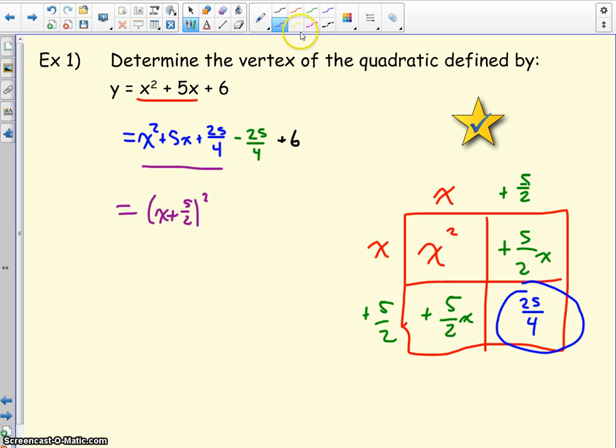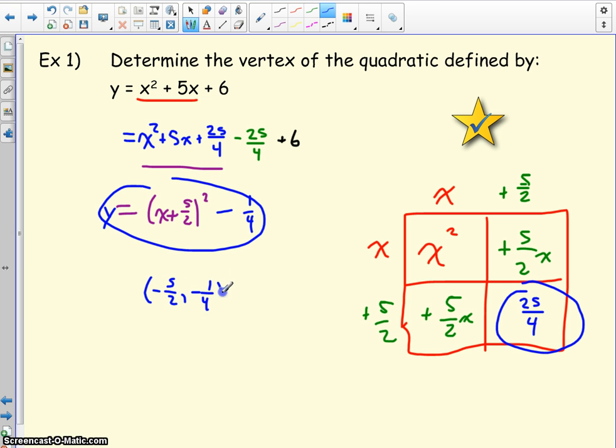Okay, and then what's left over? Well, I just need to work with these fractions here. So I have negative 25 quarters plus 6, which works out to being negative 1 over 4. Okay, so there's my vertex form right there. I forgot my y equals, but there's my vertex form right here. And from there I can state my vertex. My h value is going to be negative 5 over 2, and my k value is going to be negative 1 over 4. So that should be my vertex.